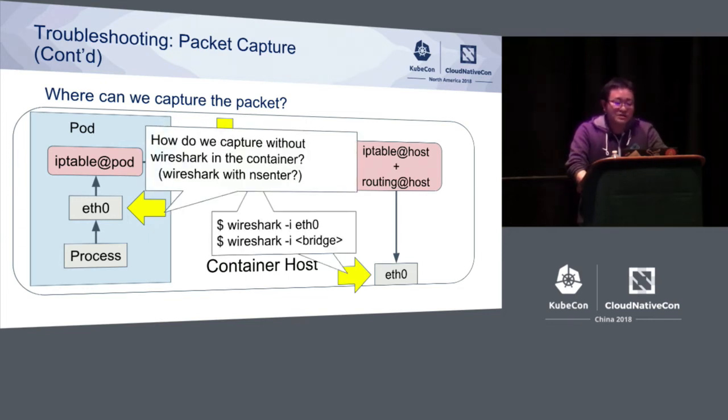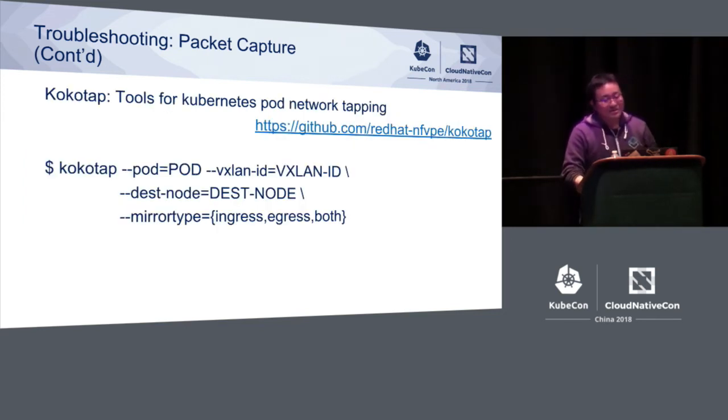But regarding the pod side, how do we capture without Wireshark in the container? Of course, I understand various container images do not include Wireshark, and of course we could not ask Kubernetes users, hey, let's use this container for production, it contains Wireshark. It's funny. So how do we do that?